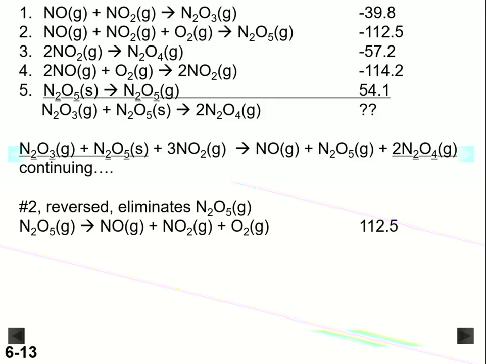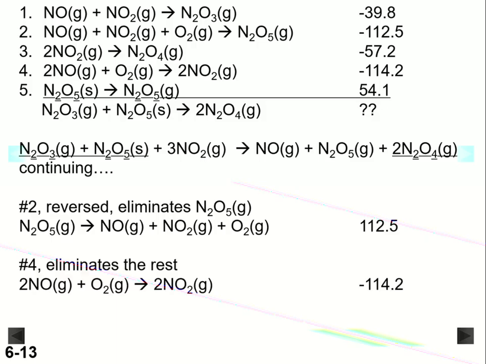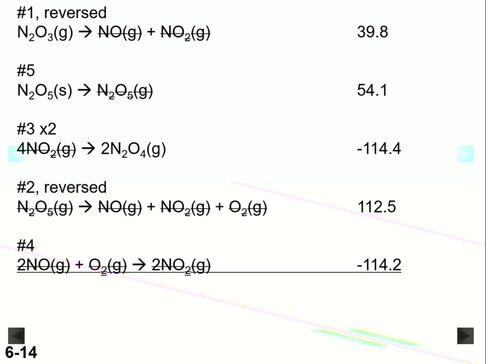And then the last thing is we have NO2s and NOs that we need to eliminate. And so we're going to look to reaction 4 to do that. And reaction 4 directly eliminates all the rest. And so what we can do is combine everything that we've done thus far. So here we have this. We have reaction 1 reversed, reaction 5 straight up, reaction 3 times 2, reaction 2 reversed, and reaction 4.